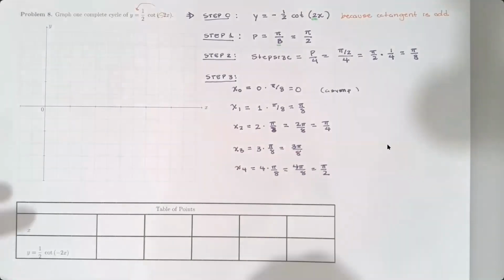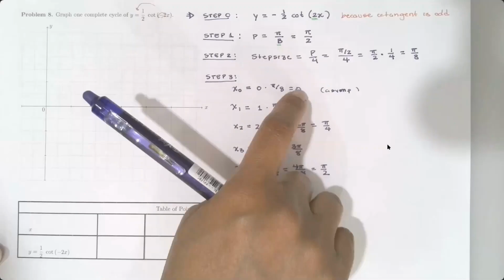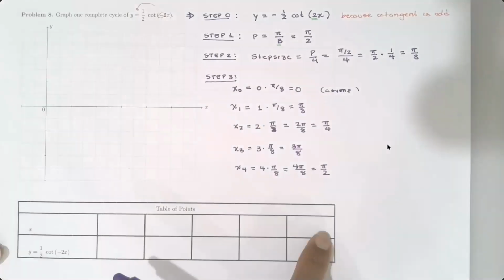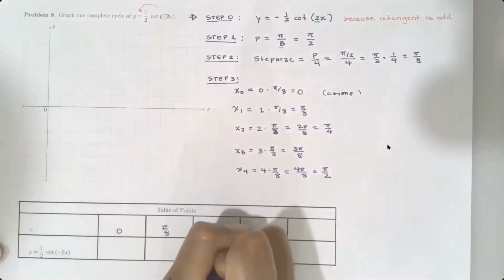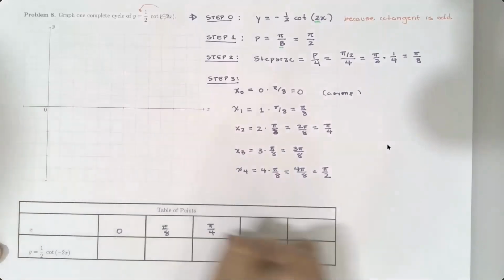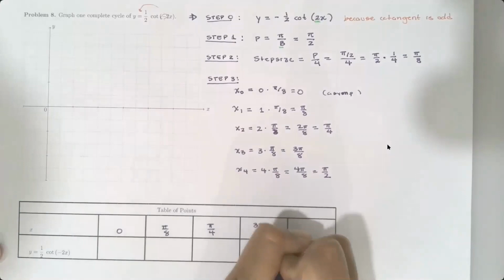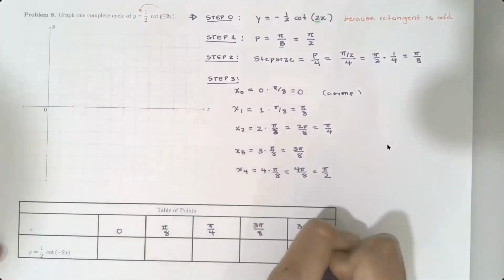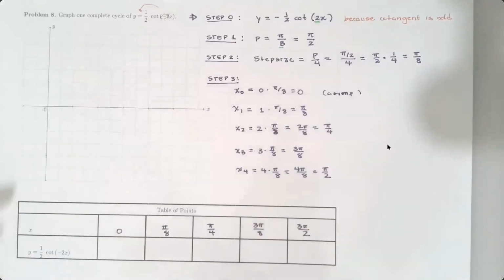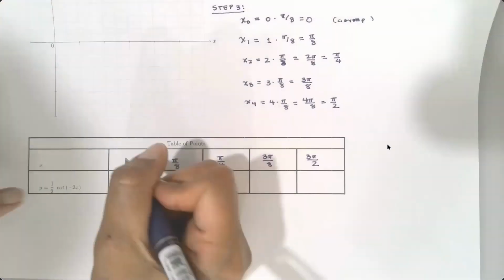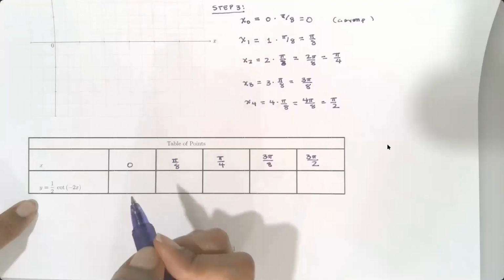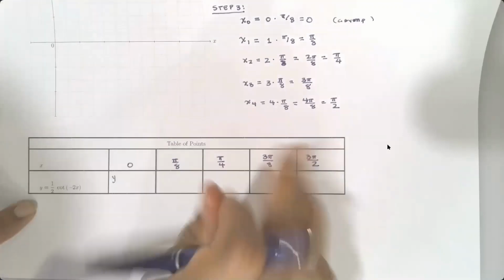So let's transfer our x values onto the table of points. We have 0, pi over 8, pi over 4, 3 pi over 8, and 3 pi over 2. I'm going to compute these directly by hand and with the aid of the unit circle.